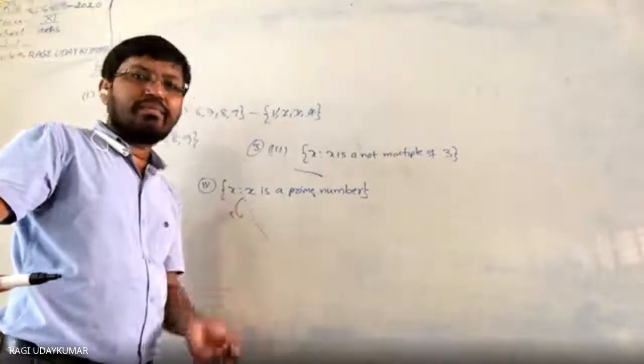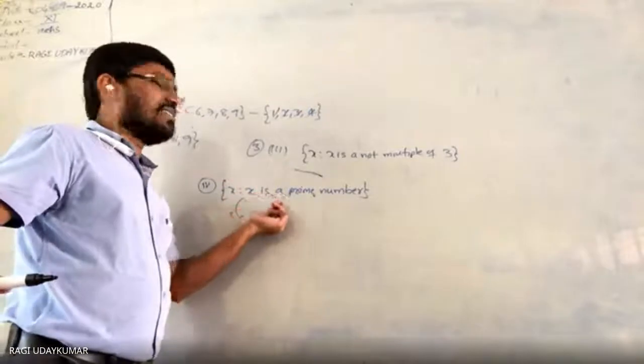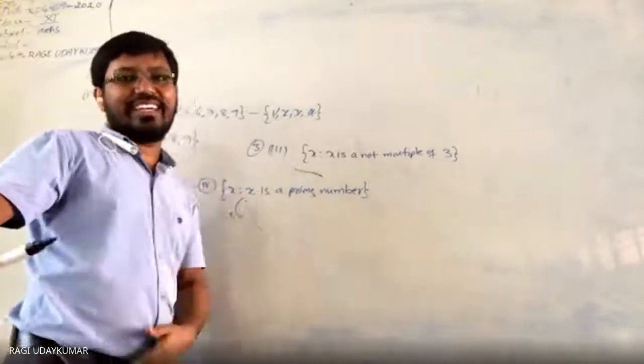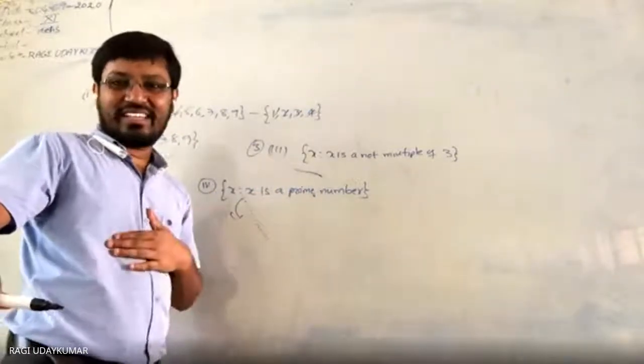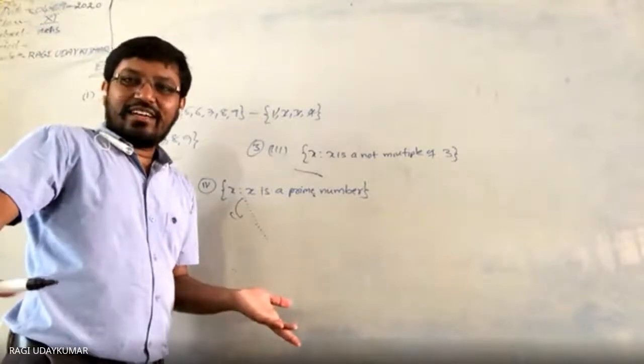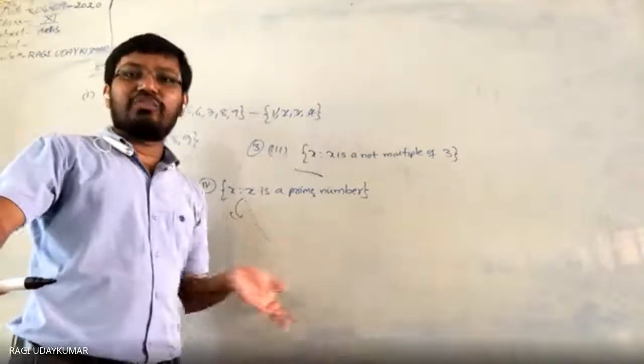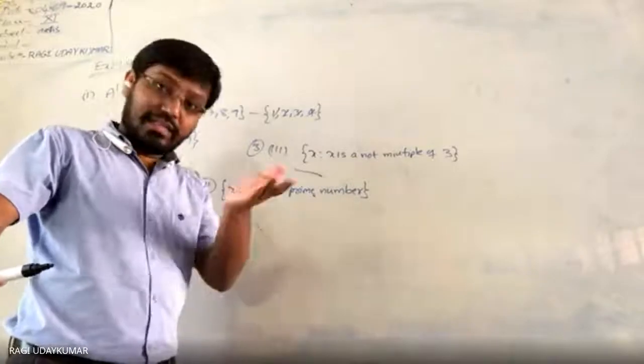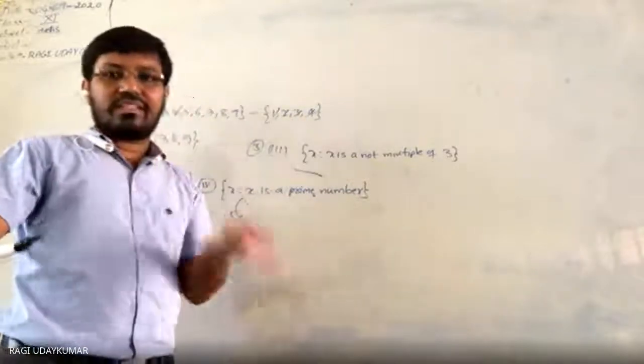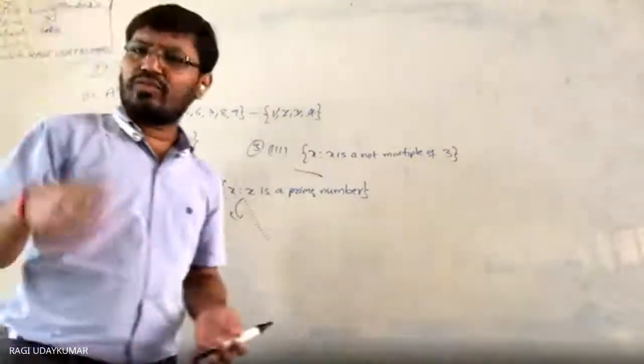Or you can write in a simple way, x such that x is not a prime number. Simple. Not a prime number. If it is not a prime number, that should be taken into consideration. Not a prime number, and that's a natural number, because universal set is natural number given. Simple thing. No need of thinking.